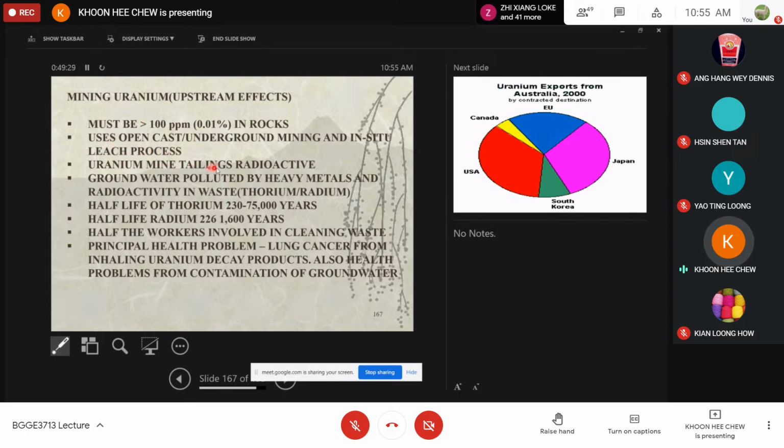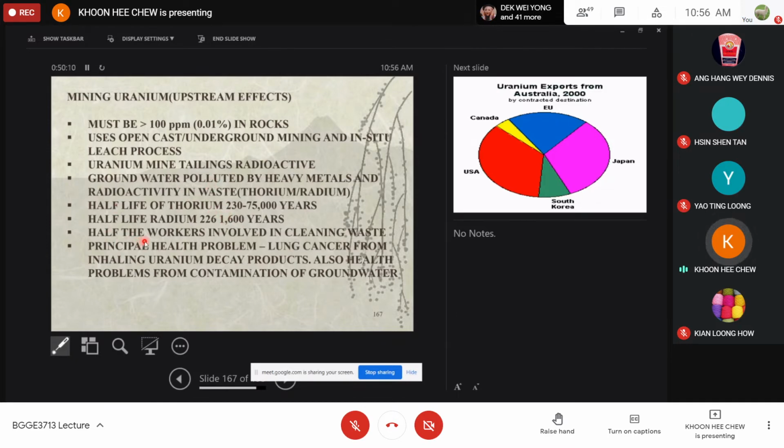Uranium mine tailings are radioactive. The leftover from the uranium mines causes radioactive material there, so the groundwater is polluted by heavy metals and radioactivity in the waste. There is high radioactivity in the waste caused by thorium and radium. The half-life of thorium-230 is 75,000 years, and the half-life of radium-226 is 1,600 years. So that is very long. The mining itself causes pollution to the land, so usually after mining, the tailings are just left there because they are too radioactive.